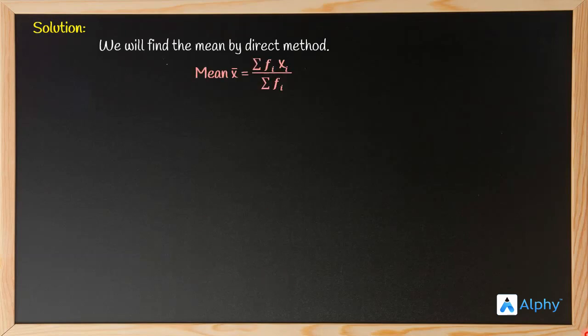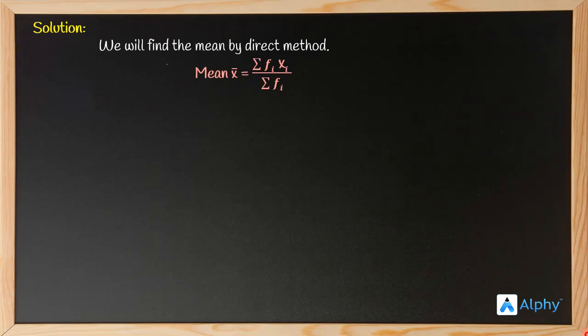So let's have a look at the formula which will be used in this question. We will find the mean by the direct method. And in the direct method, all we need to know about is fi's and xi's, where xi represents the class marks and fi represents the frequencies. The formula for mean is given by summation of fi into xi divided by summation of fi.